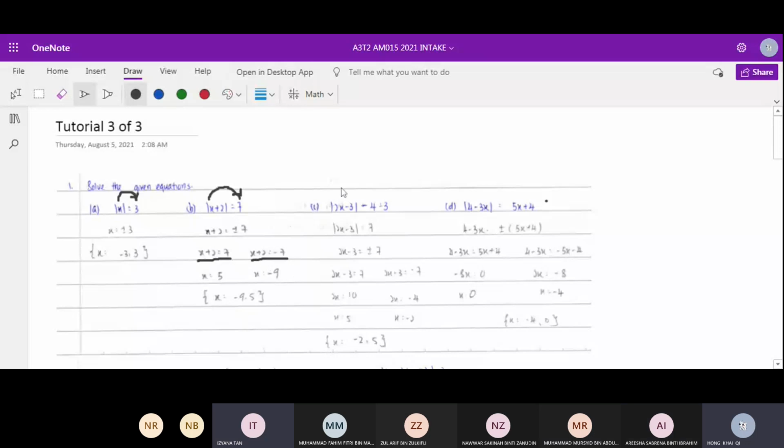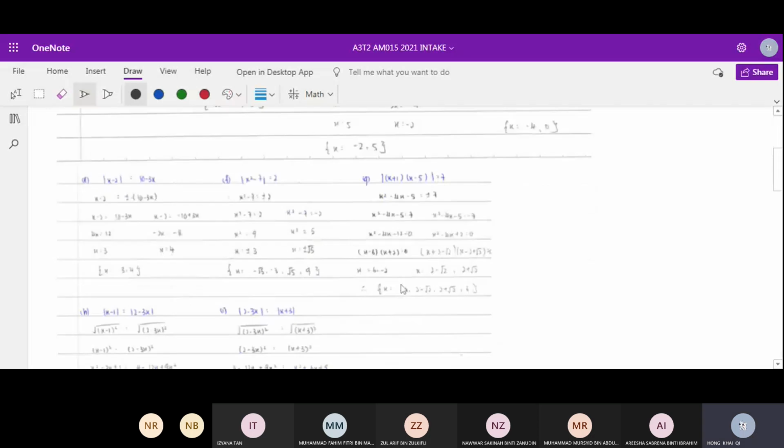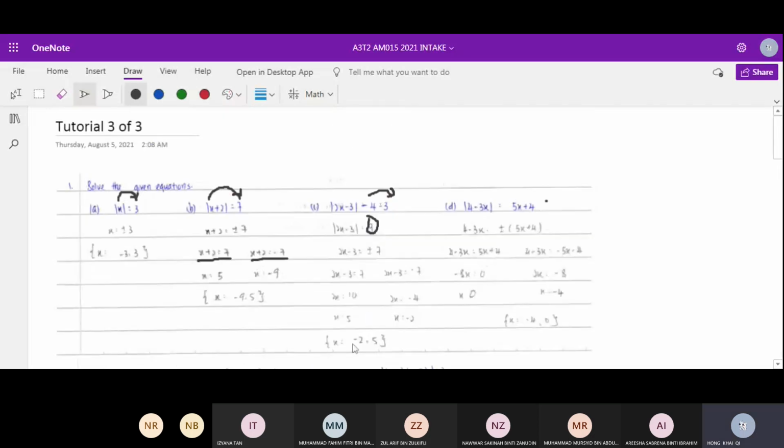Okay. So C, first of all, you need to take the negative 4 to the right hand side, it becomes plus 4. So we'll get 7. Then change the modulus to the right hand side, it becomes plus minus 7. Then you solve it with positive 7 and negative 7, and you get x equal to negative 2 and positive 5. Okay?